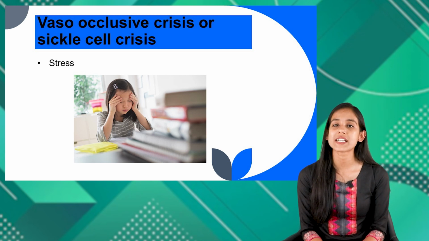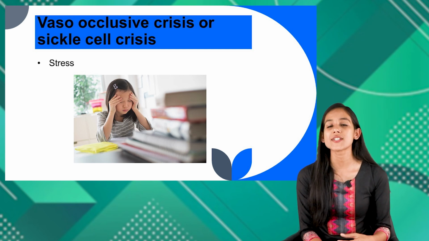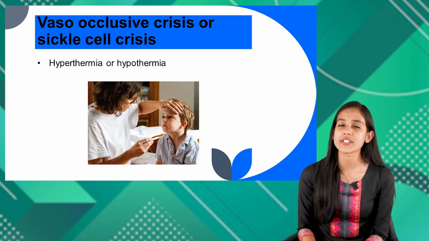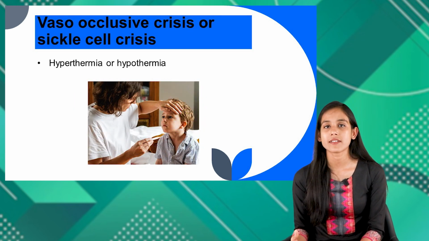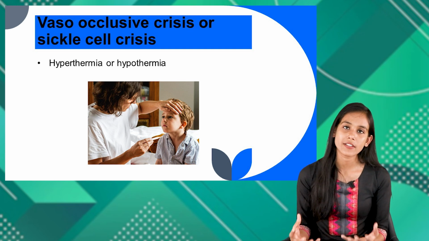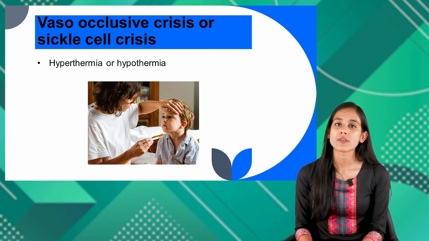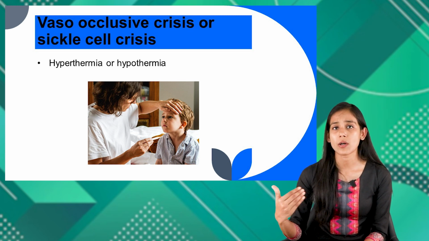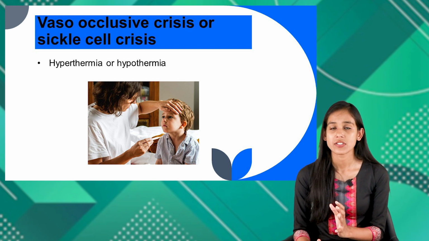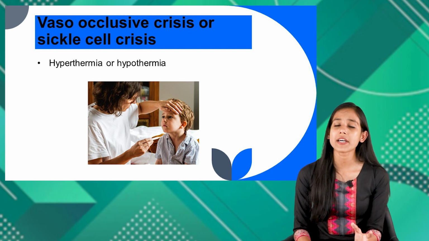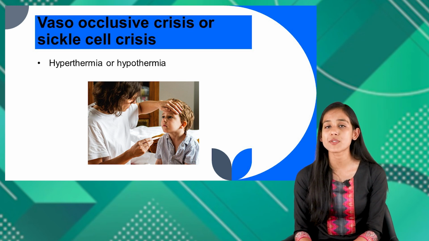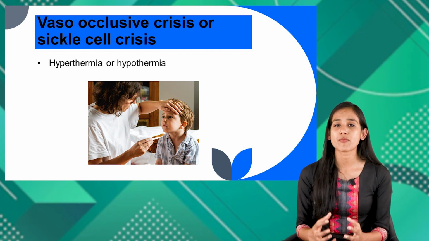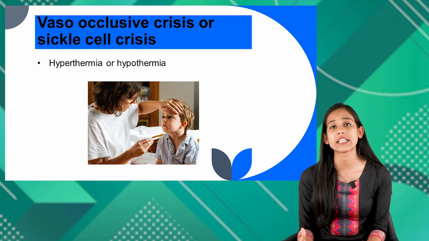And apart from this, if there is stress, so stress would also increase the demand for oxygen. And if there are variations in temperature, then again that acts as an aggravating factor. So if there is hypothermia or hyperthermia, that might cause sickle cell crisis in a child. Now, in case of hyperthermia, when the body has an extremely high temperature, the demand for oxygen would increase.